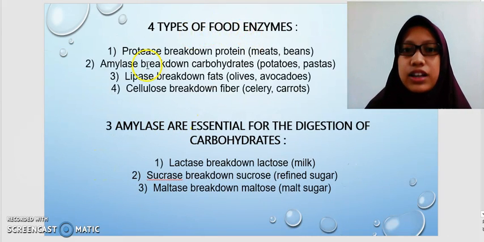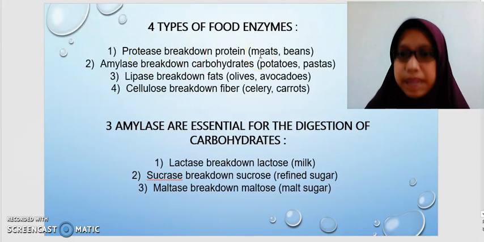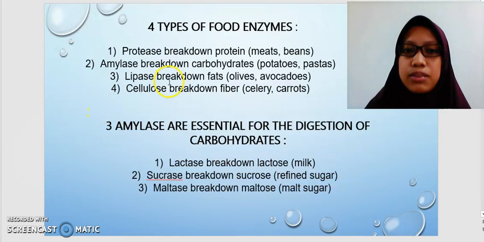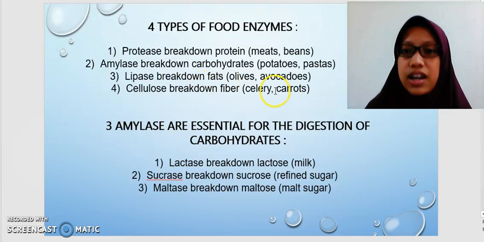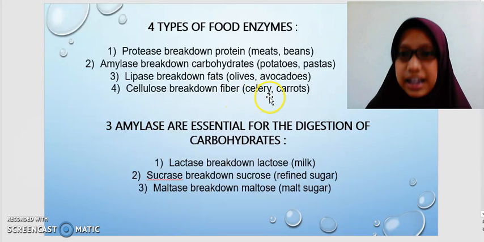These are 4 types of food enzyme, which are protease, amylase, lipase, and cellulase. Protease breaks down protein, which is found in meat and beans. Amylase breaks down carbohydrates, such as potatoes. Lipase breaks down fats, such as olives and avocados. Cellulase breaks down fiber, such as celery and carrots.